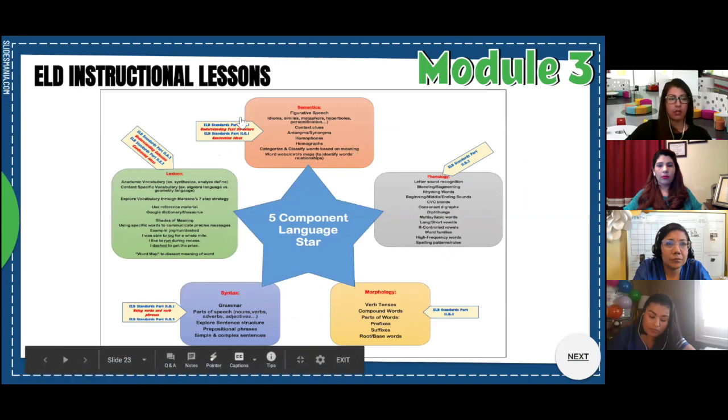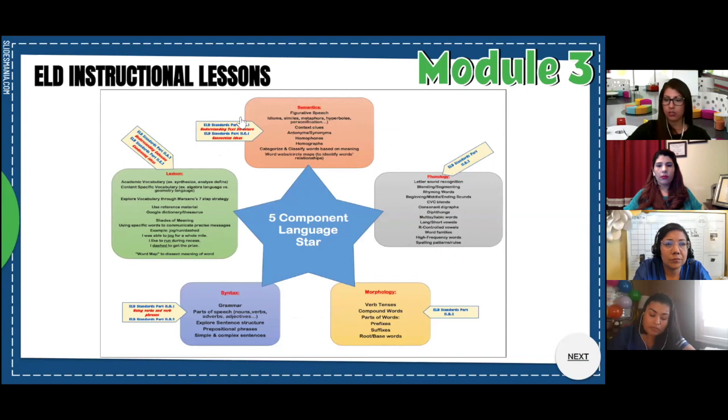Okay, and then this right here, when we're talking about ELD, just bringing all of this back: anytime you're doing any of these activities here, phonics, morphology, syntax, lexicon, semantics, anytime you're doing any of these would be activities and lessons that would be part of your ELD minutes, okay, for those instructional minutes.